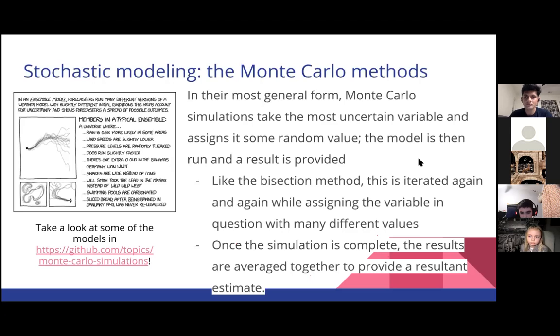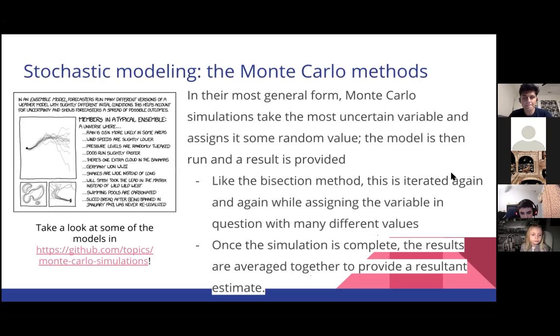So the model runs by assigning it some random value, and it eventually provides a result. And like the bisection method, this is iterated again and again while assigning the variable in question many different values. Once the simulation is complete, the results are averaged together to provide a resultant estimate.